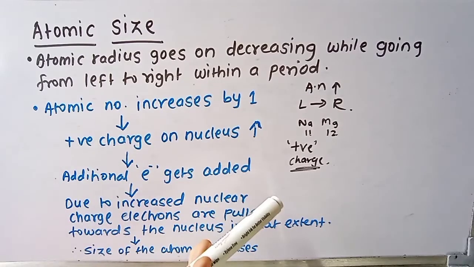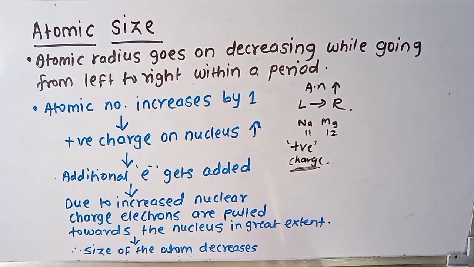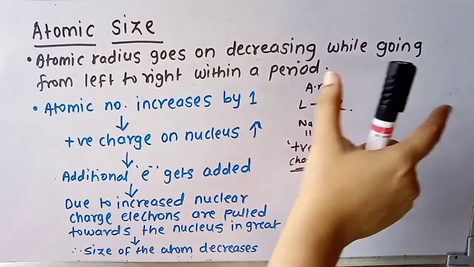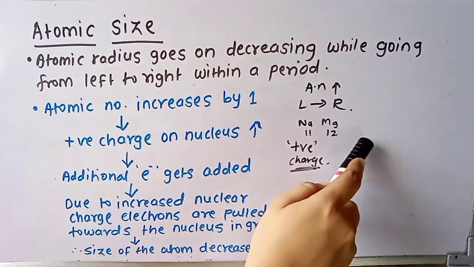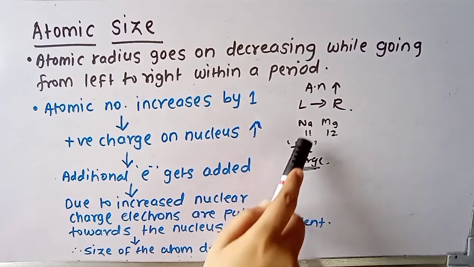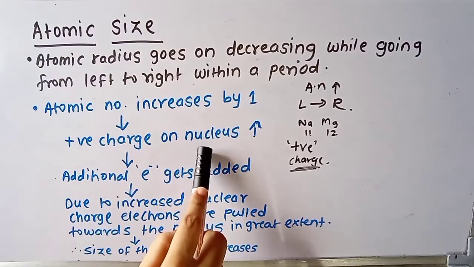Additional electrons get added to the same outermost shell, because in the same period, as we have already studied, the number of shells is the same. Is this clear to you? In the same period the number of shells is the same. So every time, the electron gets added only to the last shell. So if we talk about the third period, there are only 3 shells. Yes or no? So the electrons are added to the last shell, meaning the outermost shell. So positive charge on the nucleus increases.